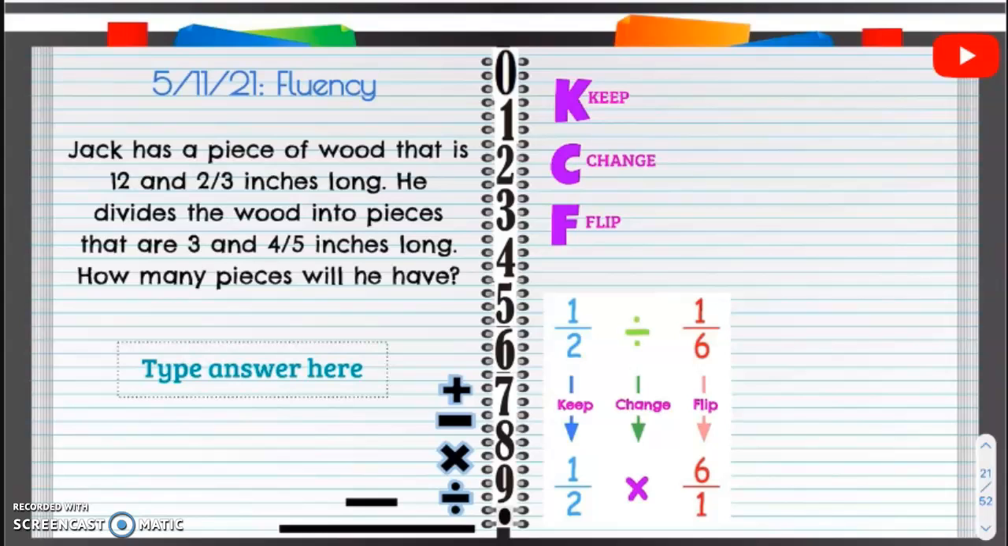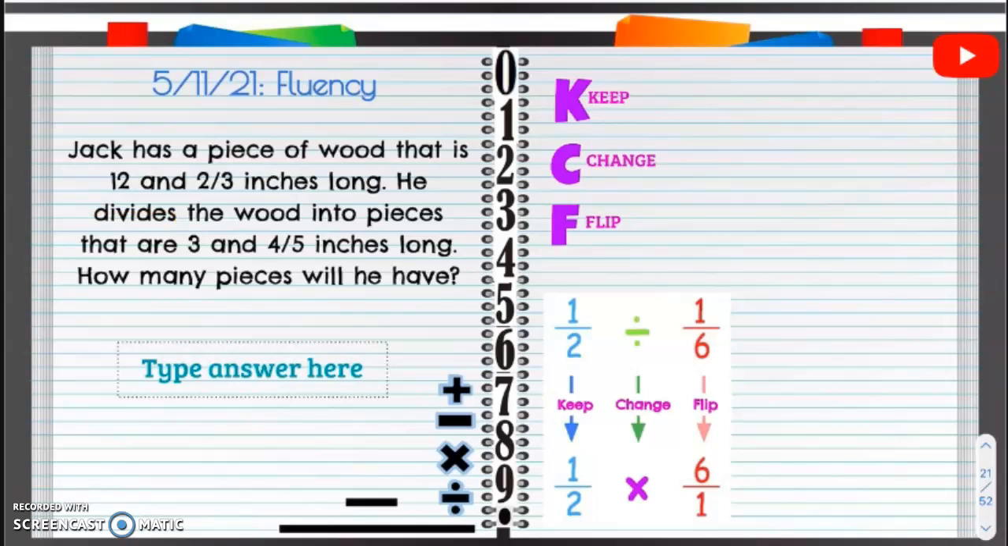All right, our fluency and our vocabulary are going to be in this video. So Jack has a piece of wood that is 12 and 2/3 inches long. He divides the wood into pieces that are 3 and 4/5 inches long. How many pieces will he have? So we are going to divide, not cross that out.